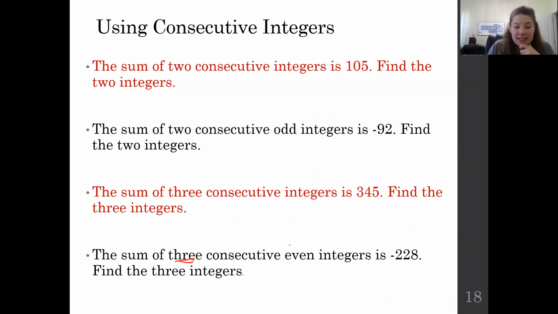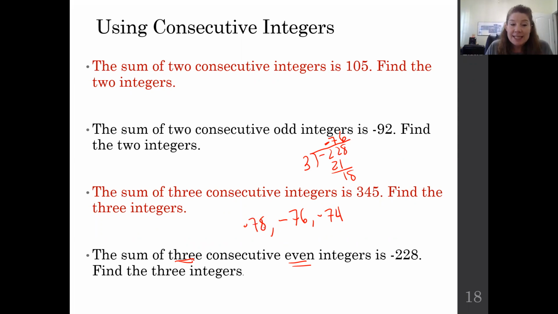All right, this is 3 consecutive even numbers. So I'm going to take what we got here, negative 228. I'm going to divide by 3. So 3 will go into 22 7 times. And 3 goes into 18 6 times. So it's obviously going to, they're all negative numbers. So I need 3 consecutive even numbers. Well, is negative 76 even? Yes, and that's going to be your middle number. So what's the number that comes before and after this? There you go. That's the easy way, right?